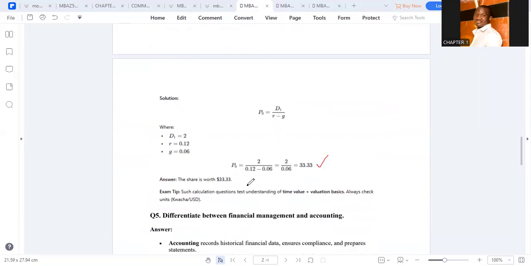So when you calculate this, you need to understand that there's time value of money and also the evaluation basics. So you need to understand the currency you're using. If it's a dollar, put it in dollar because this is money we're dealing with.